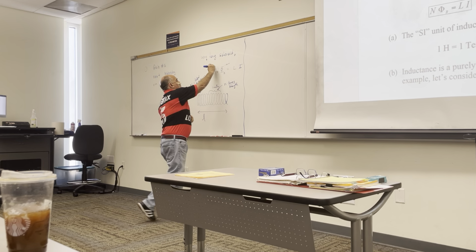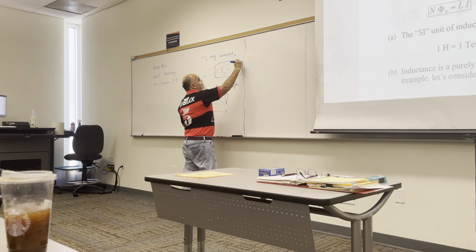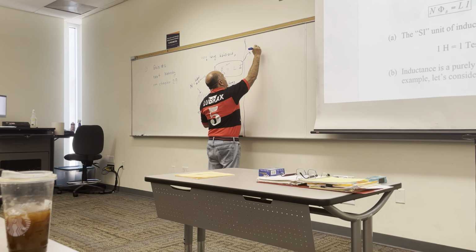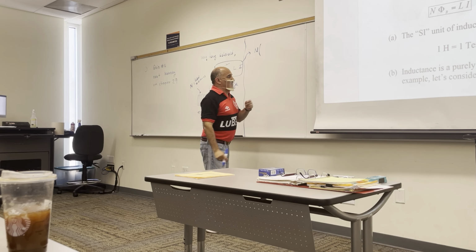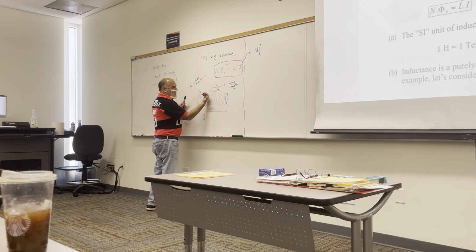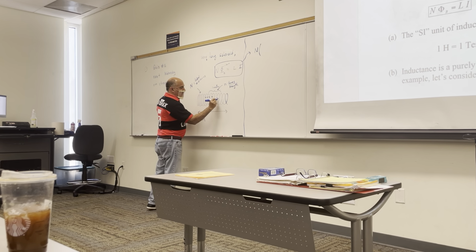So if I start with this definition over here, then I'll have N times the magnetic flux. So what is the magnetic flux through the solenoid? Suppose the current in the solenoid is out of the board at the top, in the wires at the top, and into the board at the bottom. If I do this, then the magnetic field is this way.